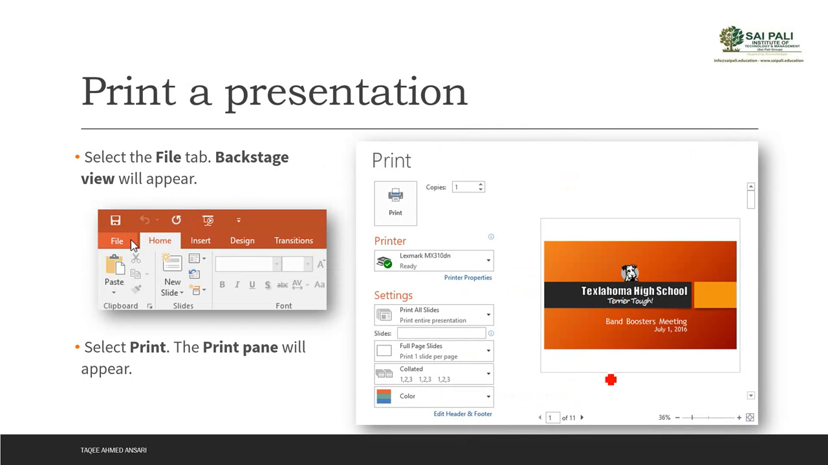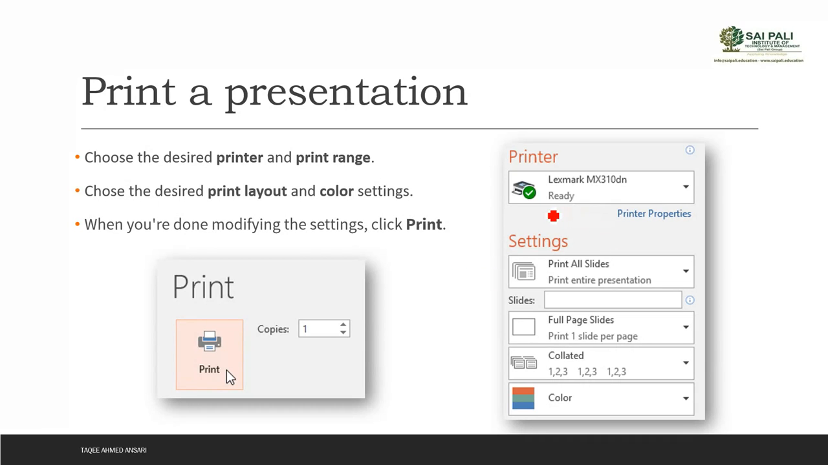Now how can we do this? For printing, we always go to the backstage view by clicking on the file tab. We'll click on the print pane, and it will open the print pane. From here we can select the printer, the number of copies, how much you want to print, and from here you can select those different layouts. Select the layout which you want, and then you can print it.